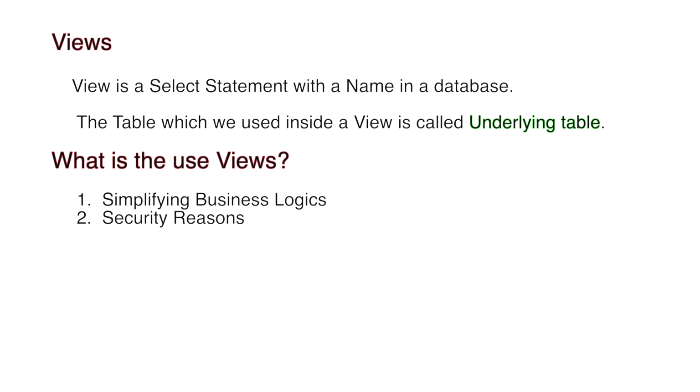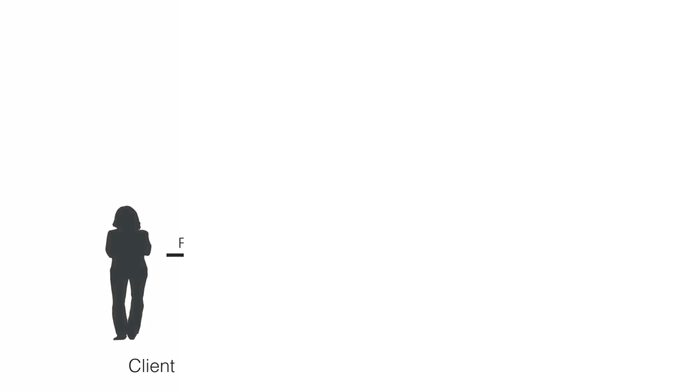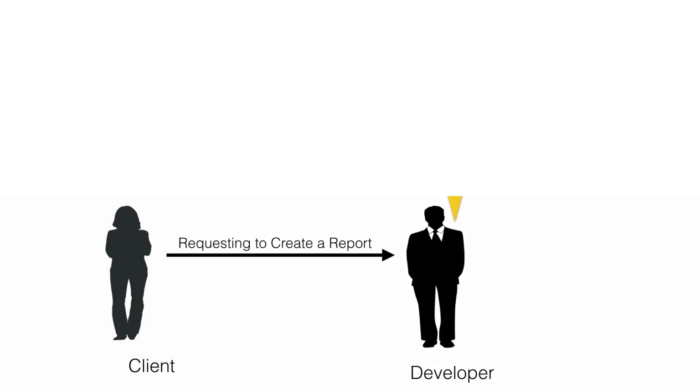Why are we using this view? In Oracle, there are two main benefits for using a view: one is simplifying the business logic and another is security. Just imagine one client is requesting you to frame some reports. That report is going to display some sensitive information like account numbers or balance, overdue amount, and so on.